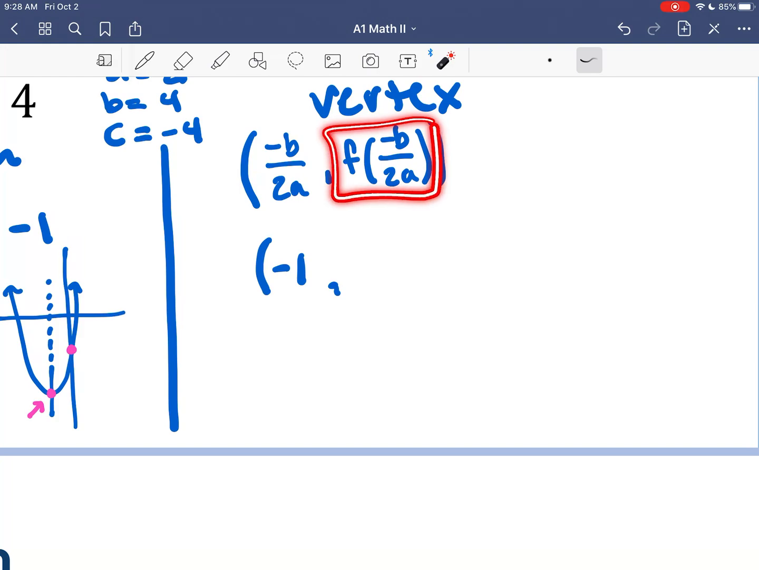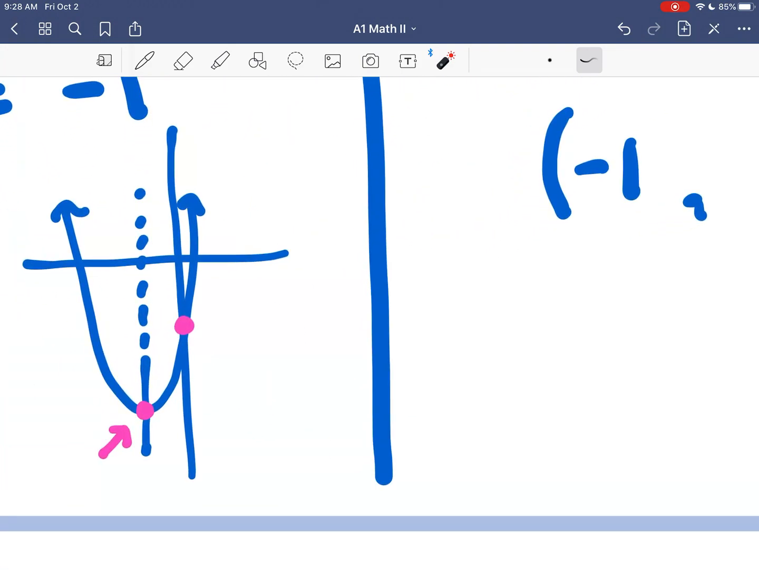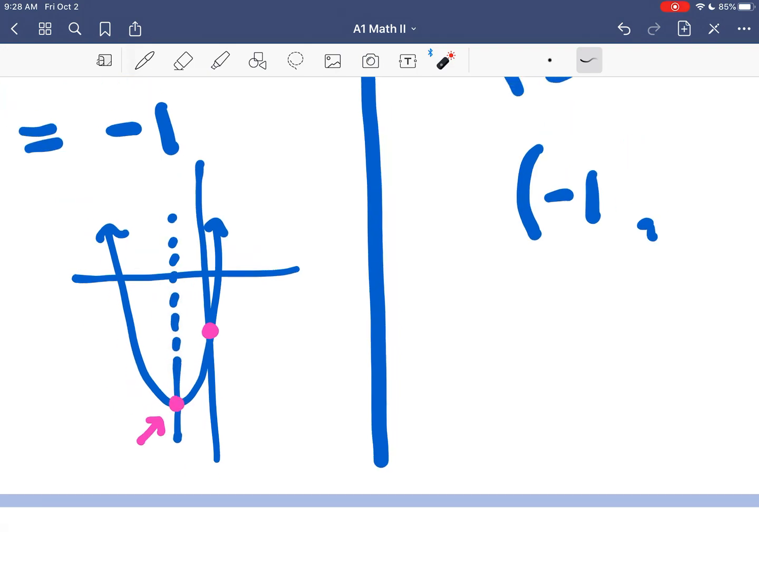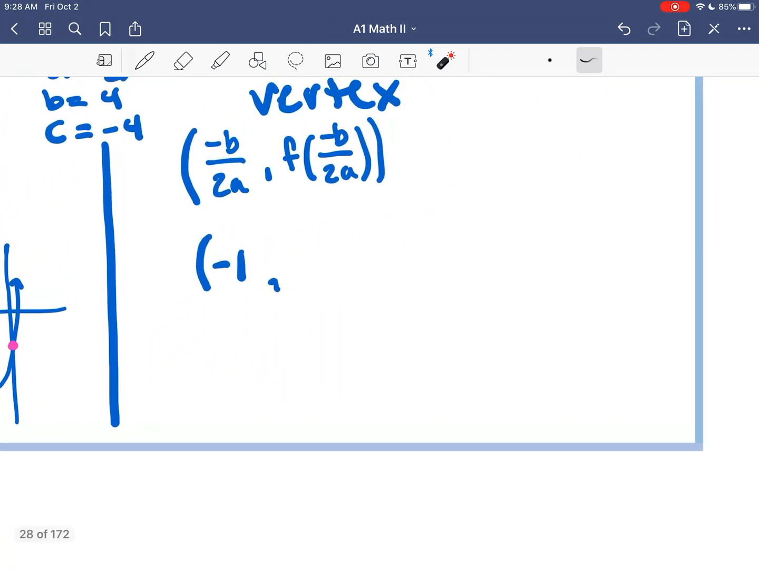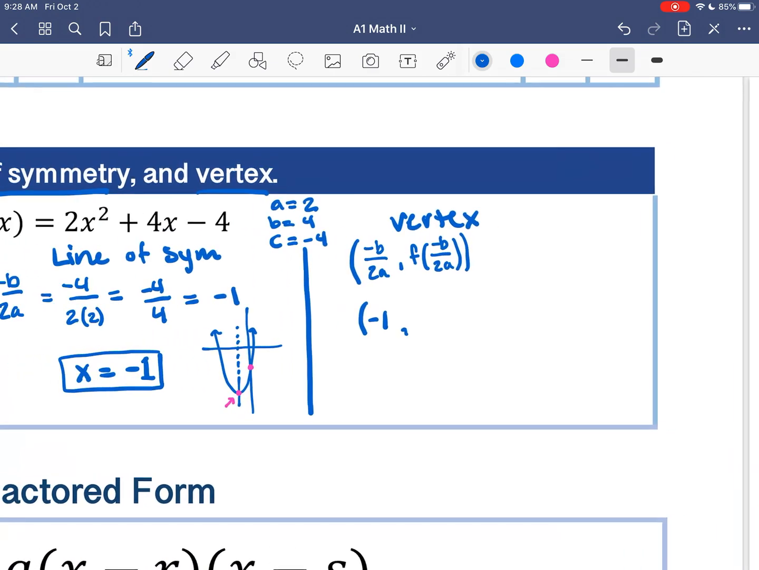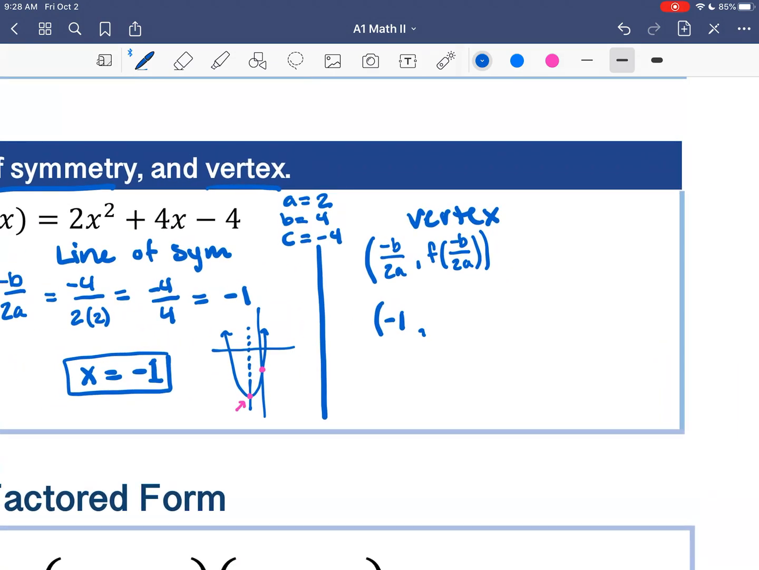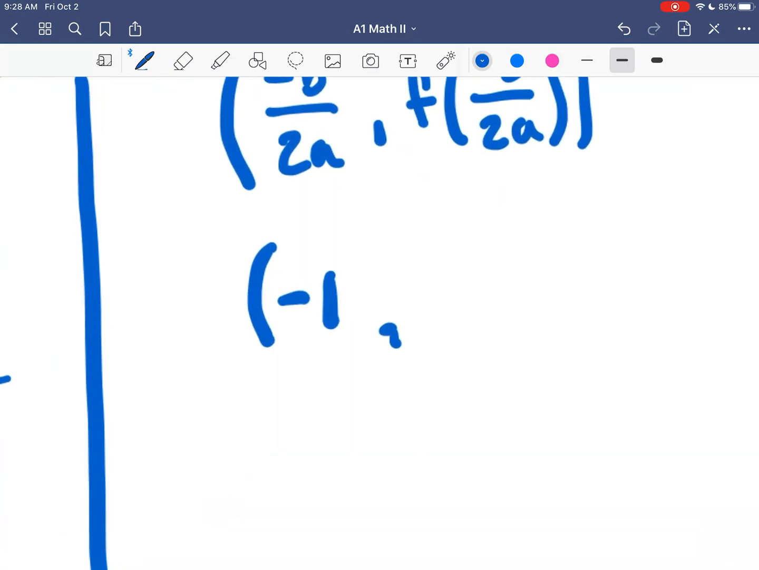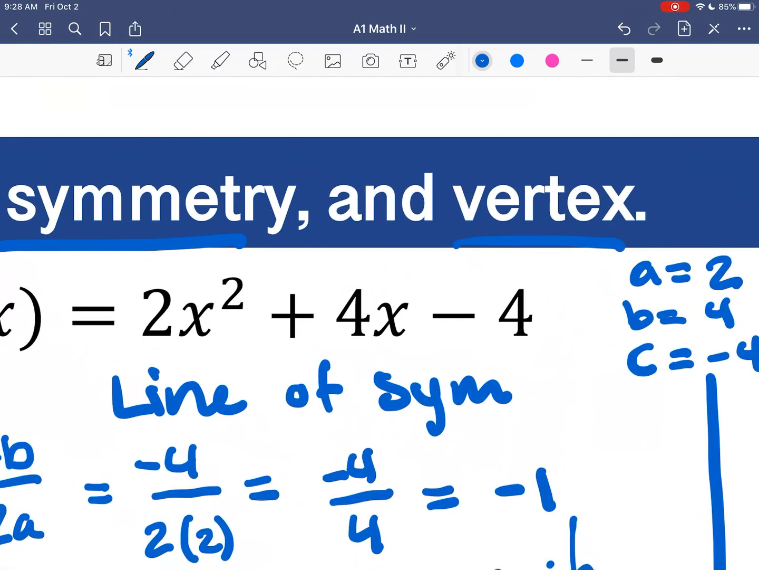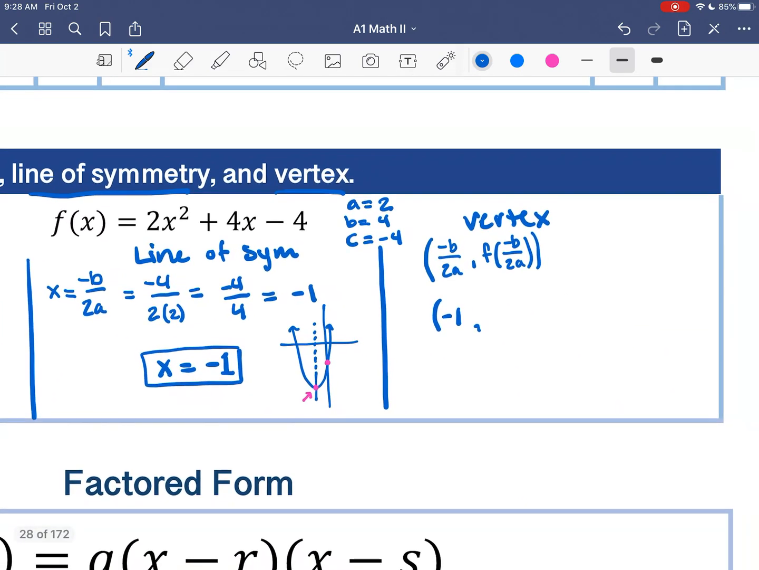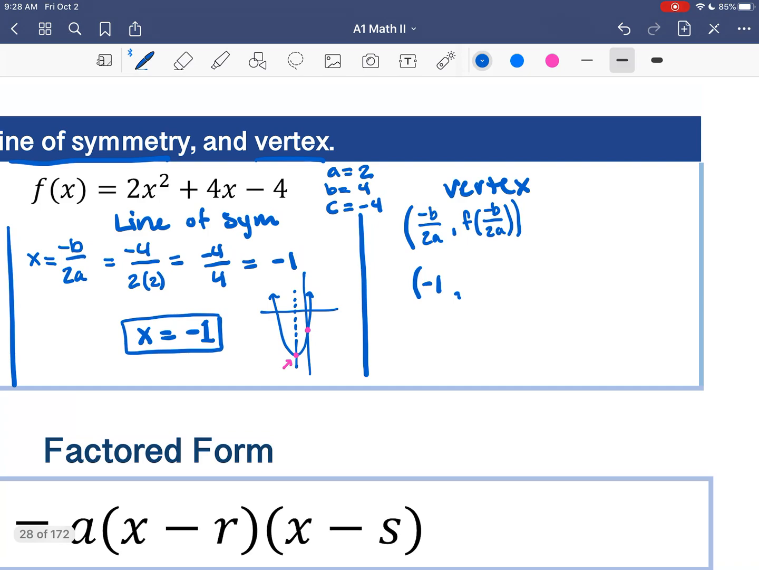And what this right here means is plug in that value to the function. F of negative b over 2a means plug this into the function and see what you get out. That's what we always do to figure out what the y value is at a certain x value. That's a pretty standard thing in math. When we want to find the y value, we plug in an x. And so if we know the x, we're just going to plug it into the function to figure out what the output is.